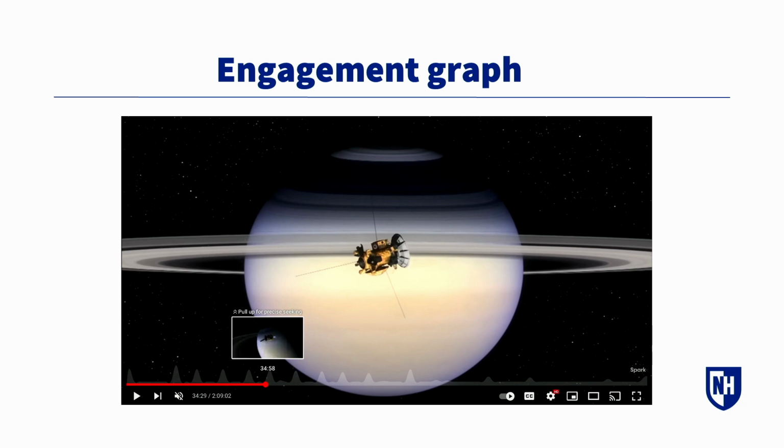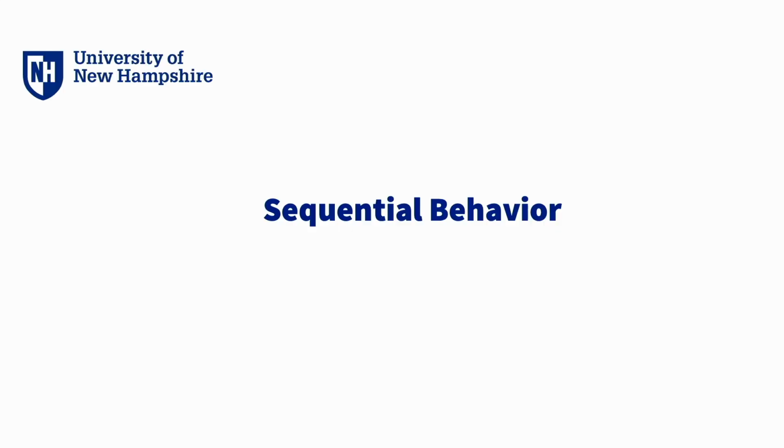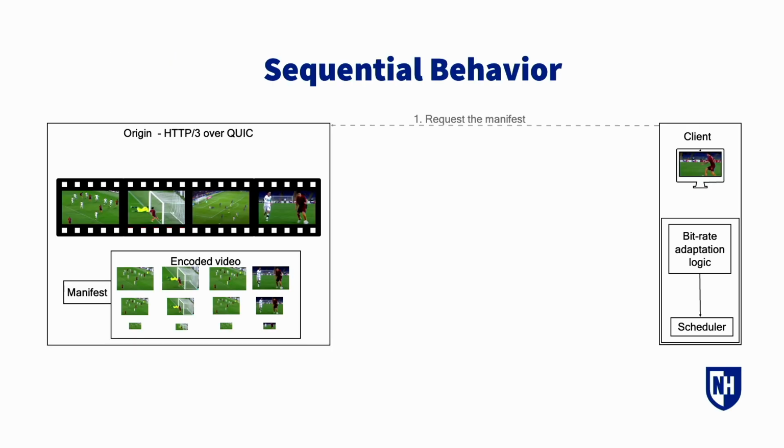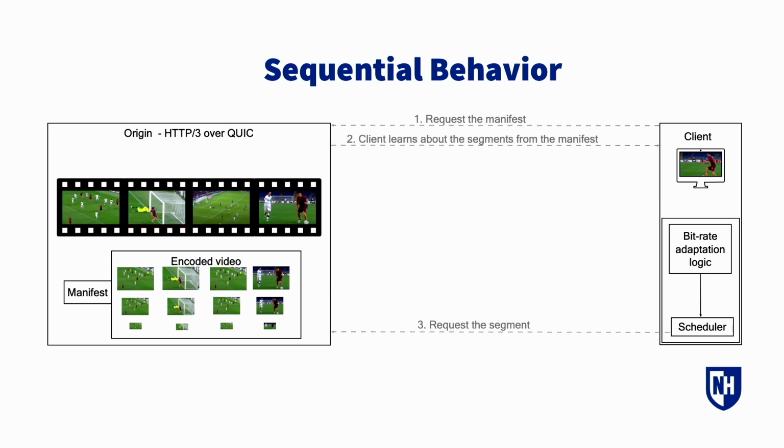Before I step into my proposed approach, I would like to show how the state of the art will behave without this prioritization scheme, but over the QUIC connection, which is a sequential behavior. Let's say the origin is supporting QUIC, and the video is encoded at different bit rates. The manifest file has all the details about it. Now the client is going to request the manifest. When the client gets the manifest, depending upon the adaptive bitrate algorithm running on the client, it decides on the bitrate of the segment, the request for the segment goes, and the response comes back to the client.